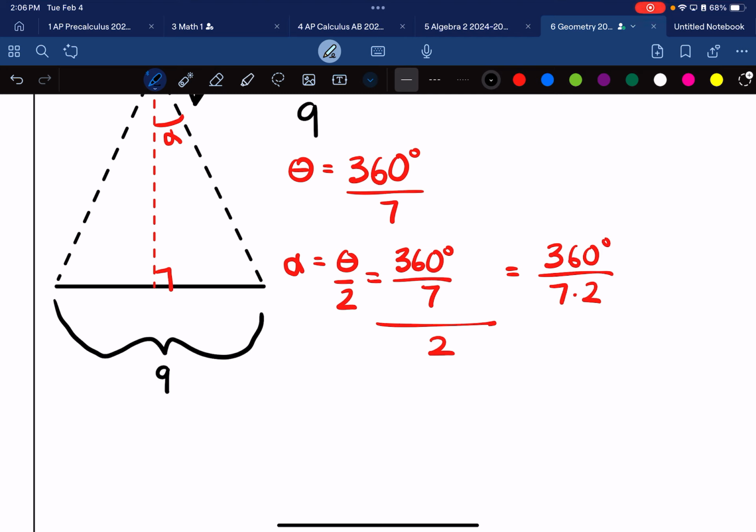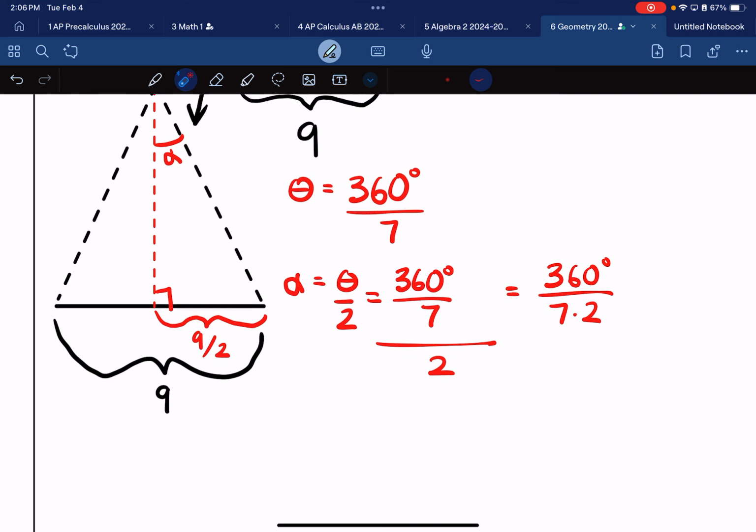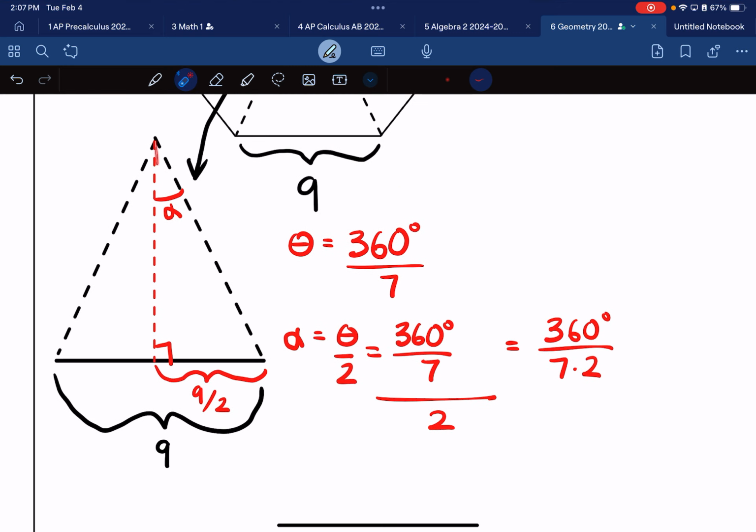So this length right here is 9 divided by 2. I cut it in half. So I have two numbers, which means I can find anything else about this triangle that I need. The other two things that I can find in this remaining right-hand side of this triangle is the height of my triangle or the hypotenuse of the triangle.